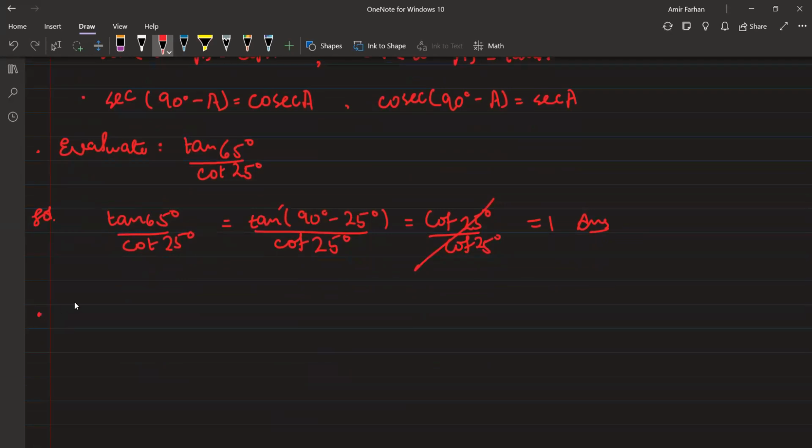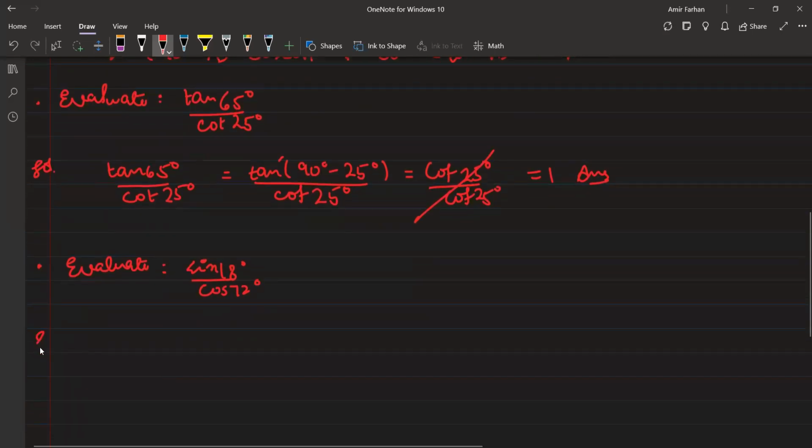Okay, Adil, one more question. Evaluate sin 18° upon cos 72°. Adil, can you tell me how to solve it? First, we have to do the reciprocal. Just a second, Adil, let me write this. And cos 72°. Yes, Adil, tell me how to solve it.